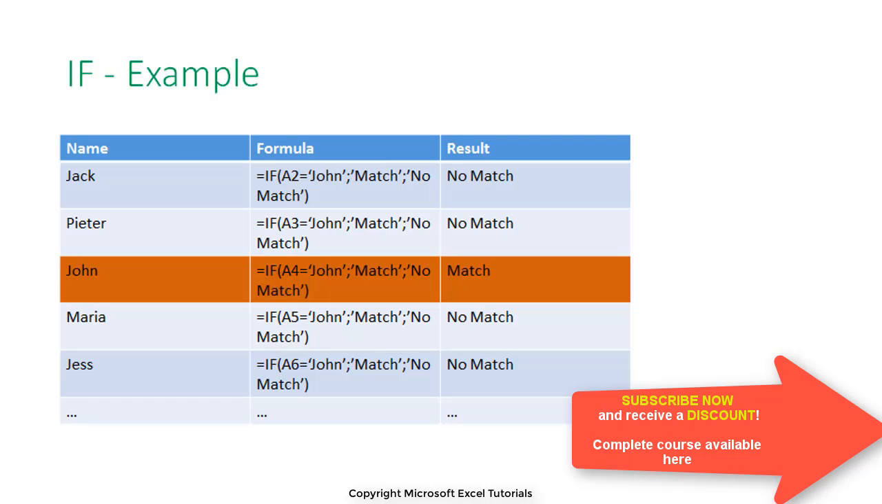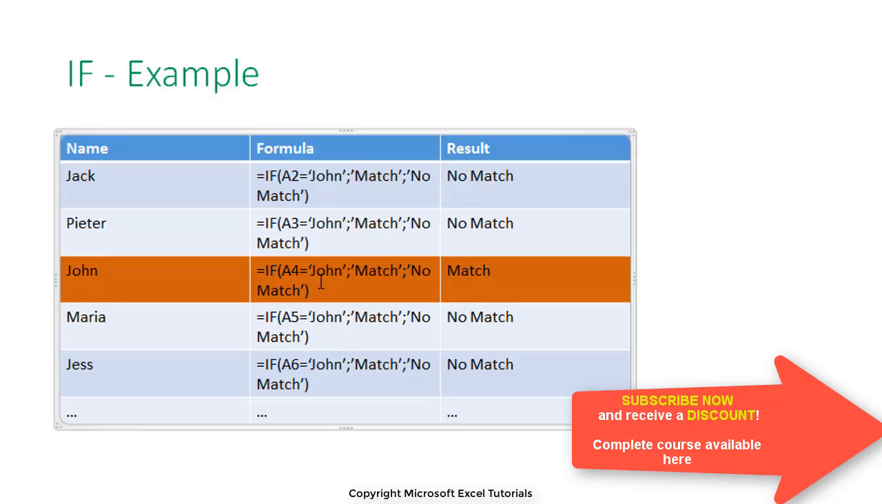Let's have a look at this example. Here we use the IF formula to look for the value John. In case the value of the cell corresponds to John, we put a match, and in case there is no match, we put the value no match. And as you can see here, in the third row there is a match. We get the result match. In the other cells, the result is no match because the name does not correspond to John.